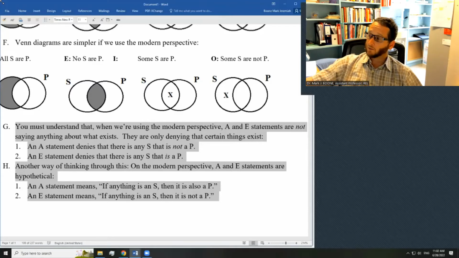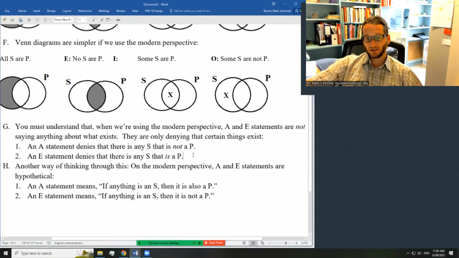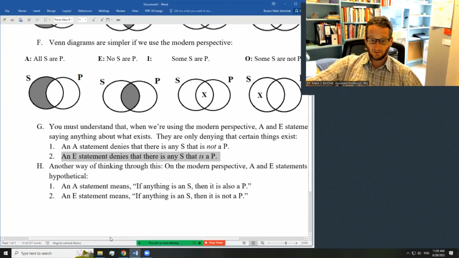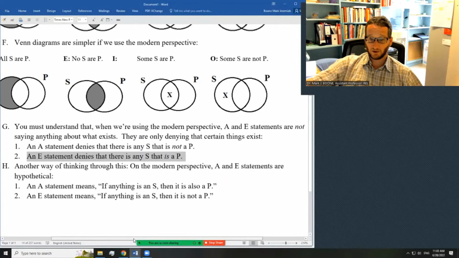And we're going to work with that hypothesis, that philosophy of language, and the corresponding methods of testing arguments for validity. But in brief, if you do think that a statement like all guinea pigs are mammals denies that any guinea pigs are not mammals, but also affirms that some guinea pigs exist, then you're okay. Just don't Venn diagram that much unless you also spell out the extra implied premise: some guinea pigs do exist. All right, an E statement denies that there's any S that is a P. An A statement denies that there's any S that is not a P, and hence you have that shading.